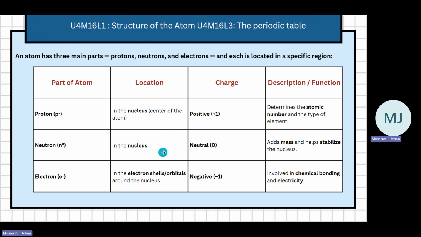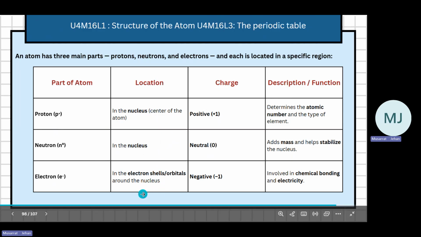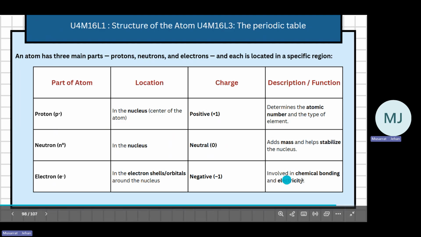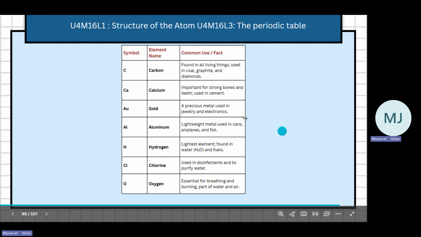Protons and neutrons are in the nucleus, and electrons are in the electron cloud or in the energy levels. What is the function? The proton determines the atomic number. Neutron added with proton gives you the mass. And the electron is involved in chemical bonding and in electricity.